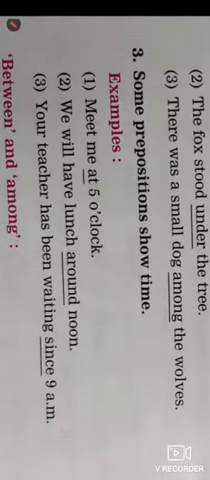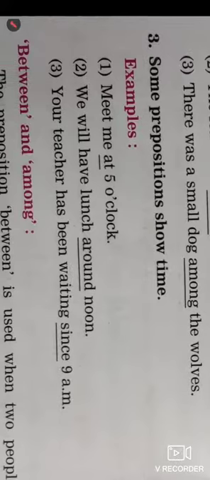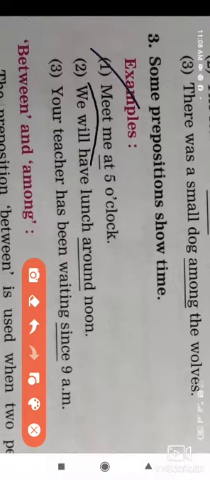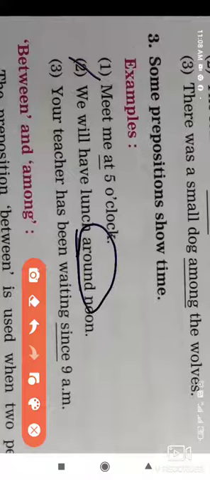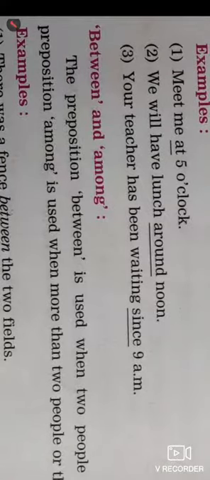Now look at the next use of prepositions: prepositions are used to show time. First, let us have an example: meet me at 5 o'clock. At is used to show direction and time. We will have lunch around noon. Around noon is not exact, but it shows the time of lunch. Your teacher has been waiting since 9 a.m. So these are examples of showing time.